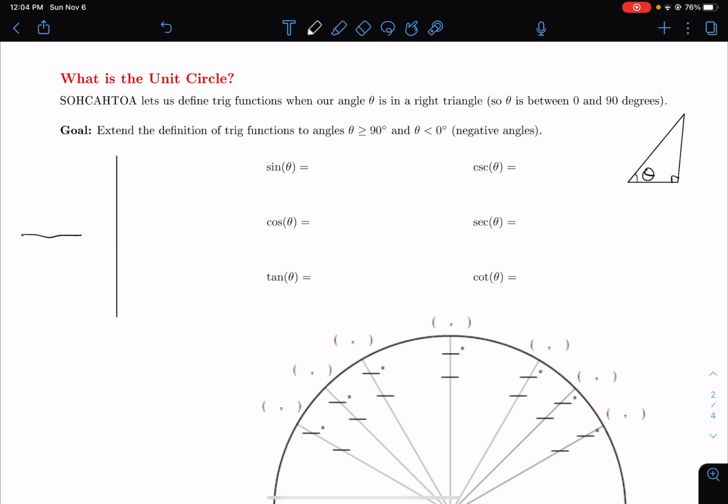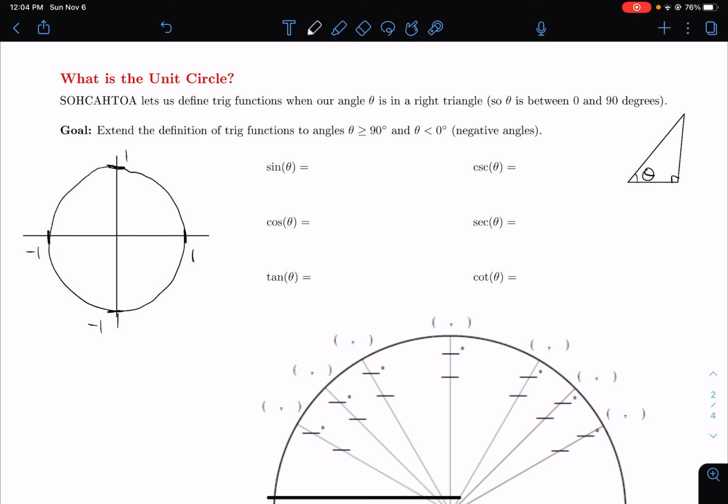So I'm going to draw some axes. Then I'm going to draw a circle centered at the origin. And the word unit means 1, like length 1. So in this context, that means the radius of the circle is going to be 1. So I'm going to label these values here. That's -1 on the x-axis. This is -1 on the y-axis.